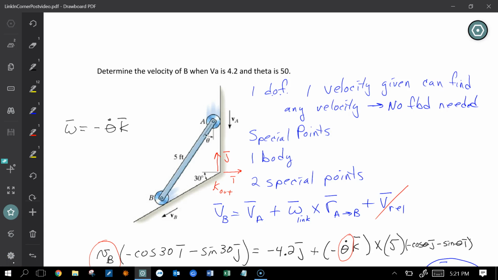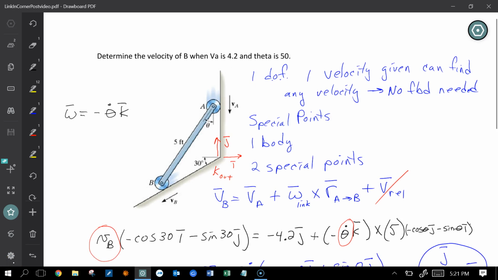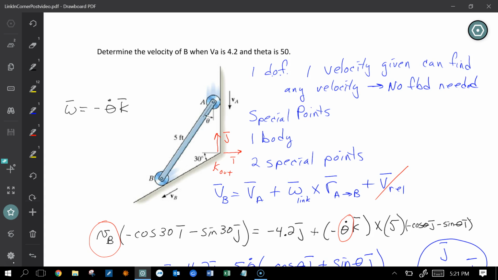Okay, to do this problem, you need to determine if you need a free body diagram or not. You do it exactly the same way that you do all the other problems. It's not a dead giveaway, and so I need to count the degrees of freedom.